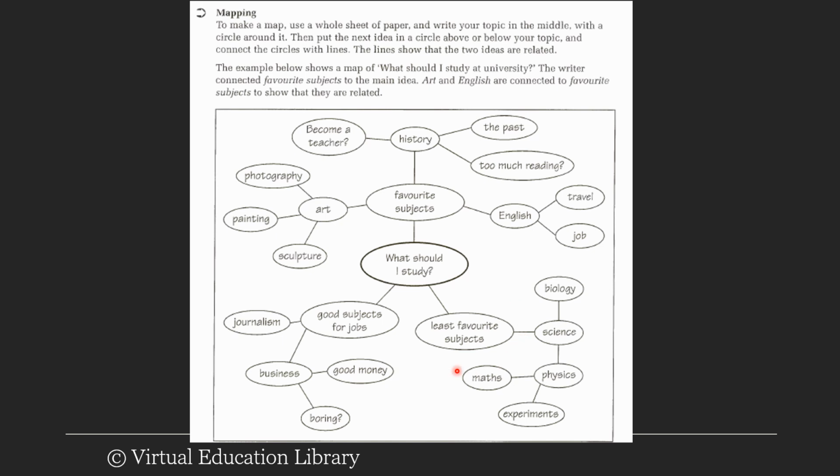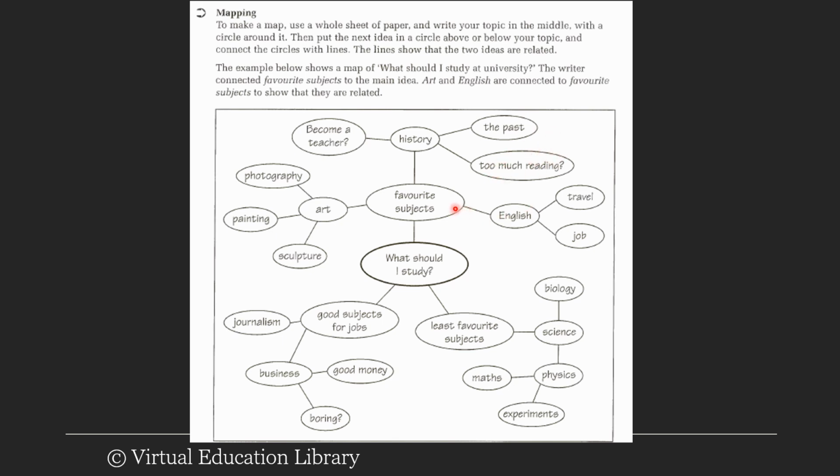And the student's least favorite subject is science. Then within science there is biology, then there is physics. Then if the person chooses physics, he or she will have to perform experiments and do mathematics. And what should I study? Then he or she has thought about favorite subjects, and within favorite subjects, he has history. What he can do after studying history is become a teacher, and he or she will have to learn about the past, and he's also aware that it will be too much reading.